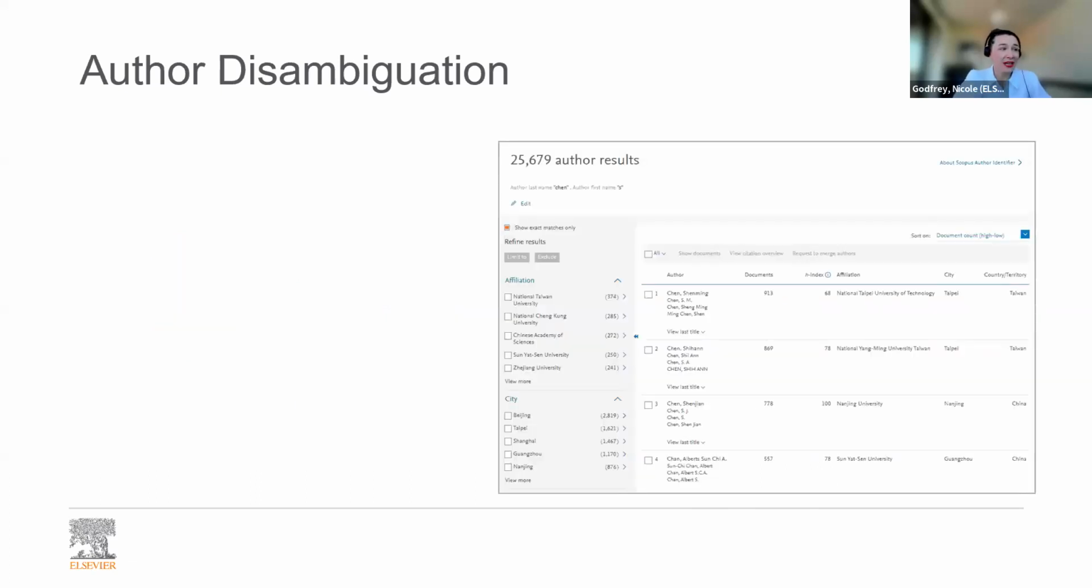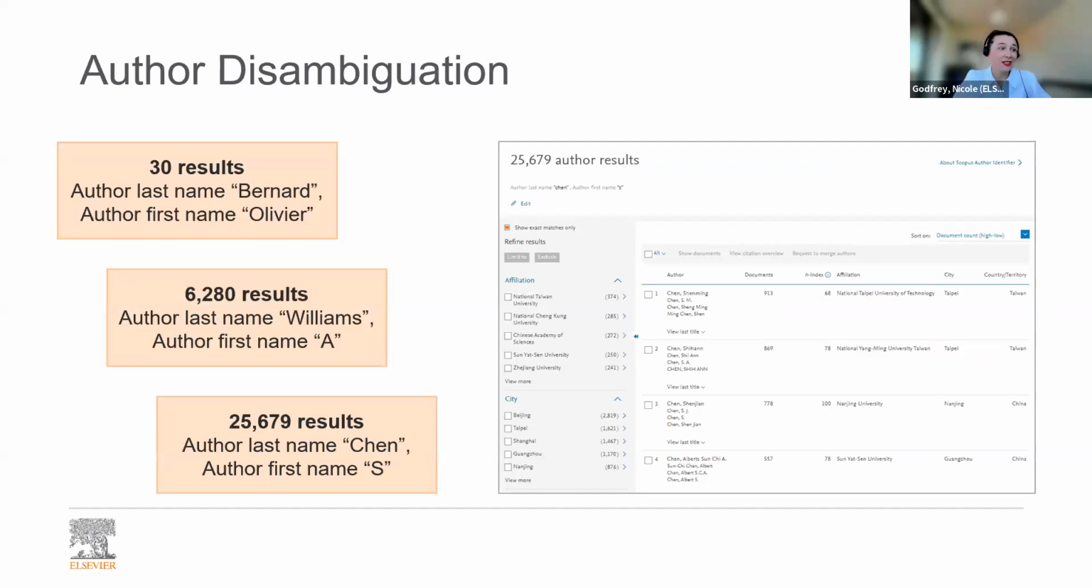So author disambiguation. If we're looking for the researcher, Oliver Burnett, 30 results come up. If we're looking for A. Williams, that was how we identified that particular author, but over 60,000 results came up for that. So even just having the A, and sometimes even having a full stop as well, can make it really ambiguous. And also, if there was a C. Chan you were trying to find, you'd find more than 250,000 results for that.